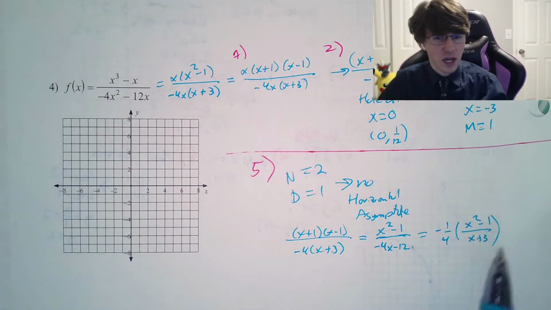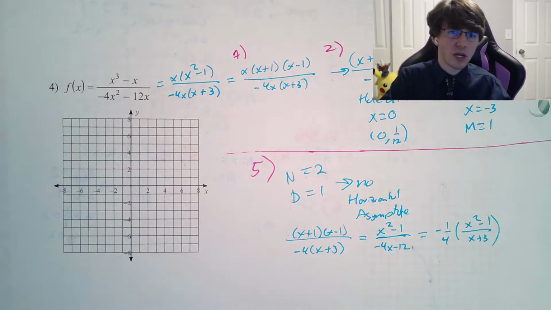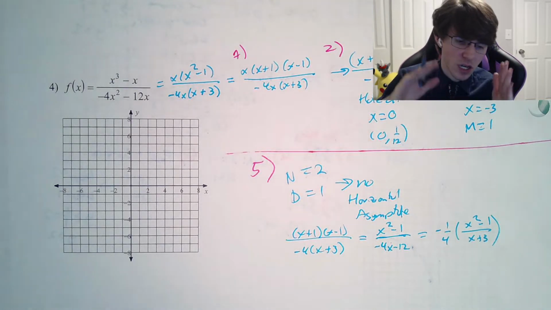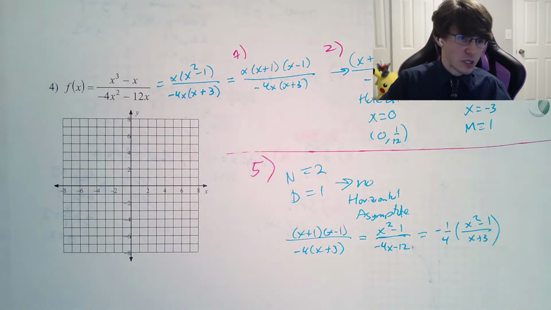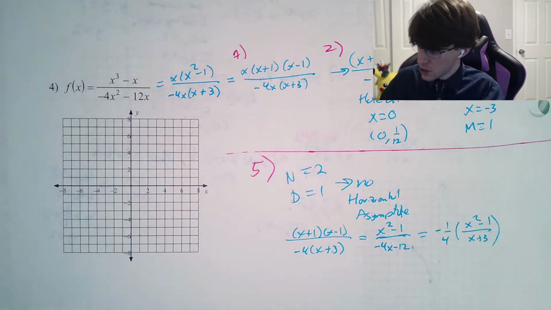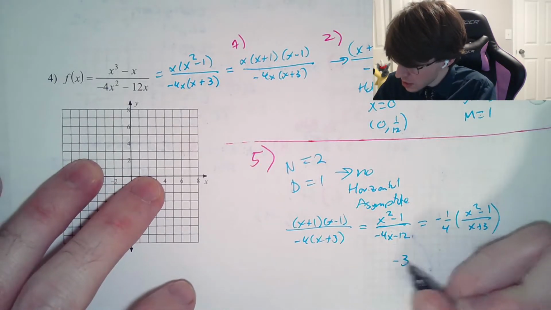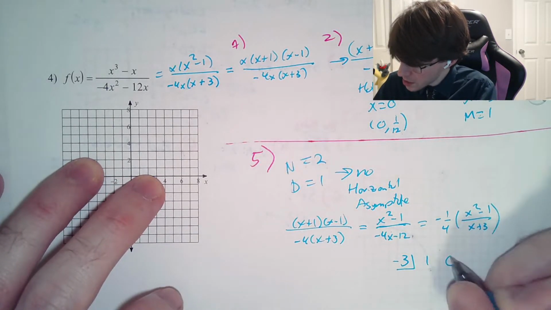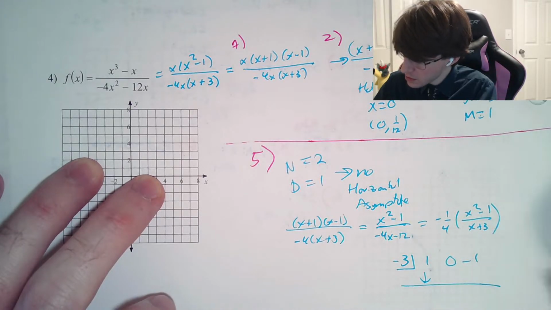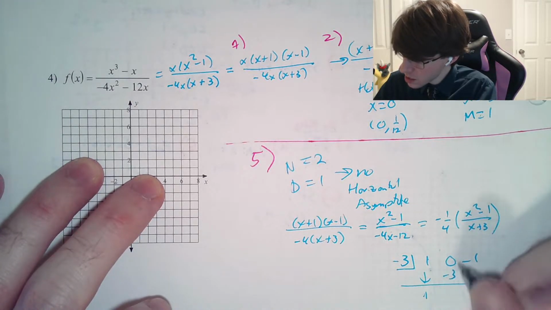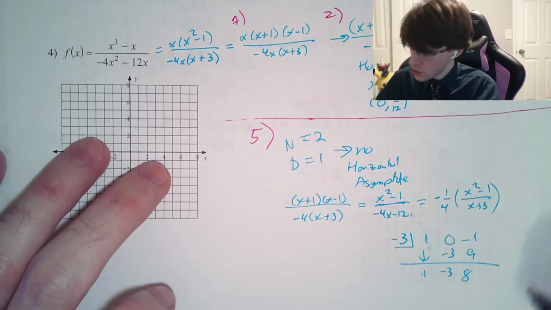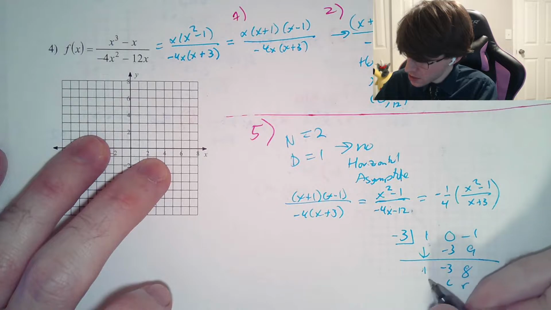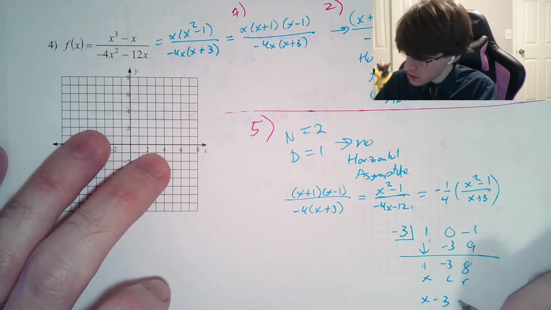And now we need to do synthetic or long division. I'm pretty sure most of my students are going to prefer doing synthetic division. If you prefer long division, you go for it. Or if your teacher requires it, obviously go for it. But we're going to do synthetic division. So synthetic division here is going to be -3, a 1, a 0, a -1. The 1 comes down. -3 there, -3, +9, and you get 8, which means that this is our remainder. So we have x minus 3 plus 8 over x plus 3.